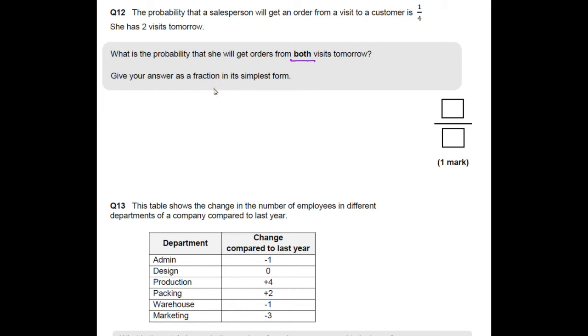So this is an and probability where the probability of the first thing is 1/4 and we multiply. So the probability of the second thing is 1/4, so we multiply the two fractions. 1 times 1 is 1, 4 times 4 is 16. So the probability is 1/16 in the boxes for 1 mark.